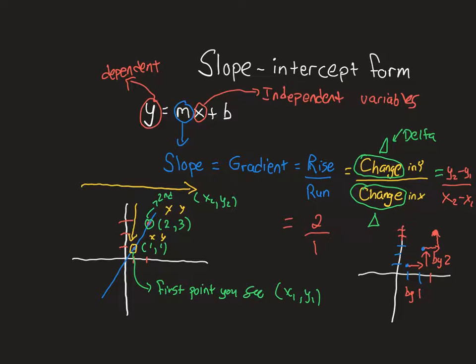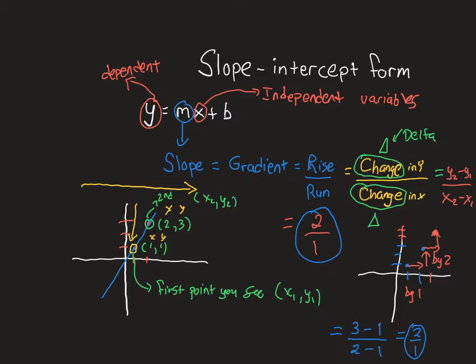So I know I have a lot on the screen right now, but let's just put this now using the formula. So if I use the formula, so my y2 in this case would have been 3, and my y1 would have been 1. And of course my x2 would be 2, and my x1 would be 1. So the final answer here would be 2 over 1. So that is how you find the slope, graphically or using the equation.